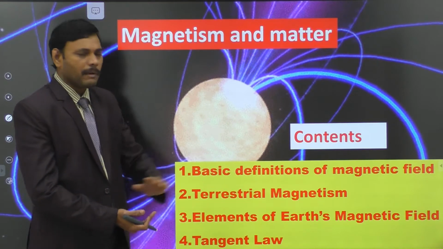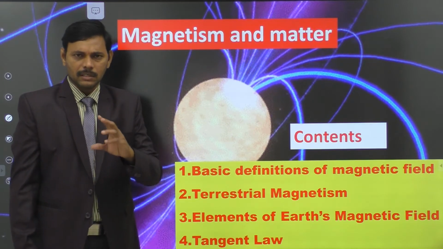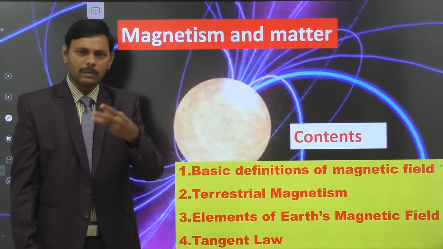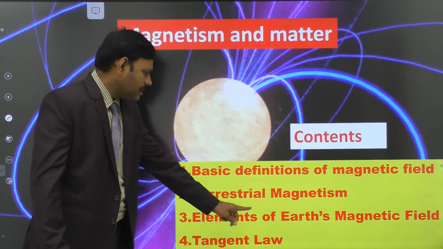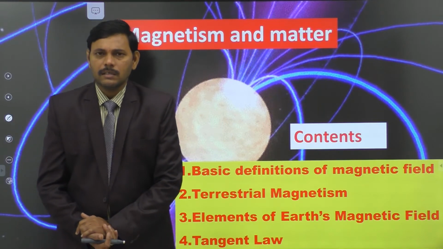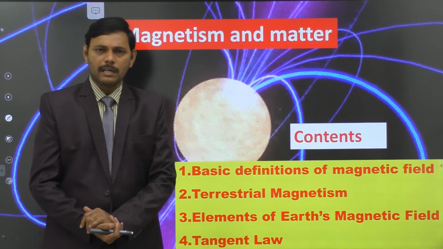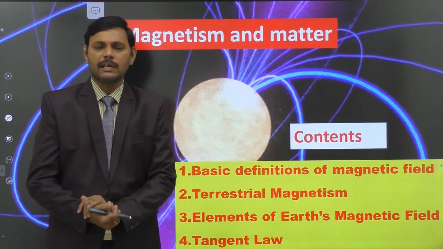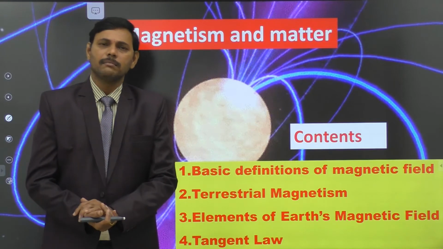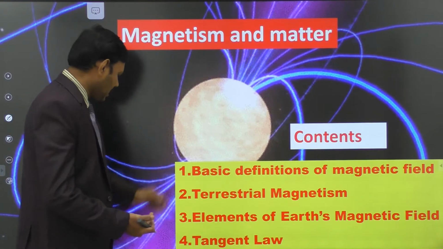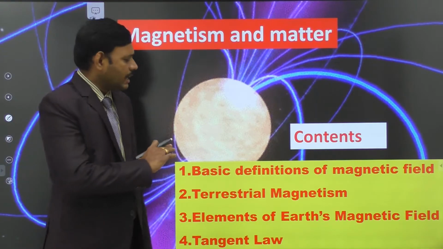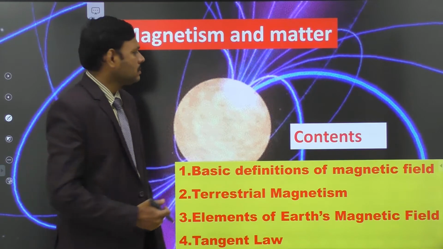And elements of earth magnetism: there are certain quantities that describe the presence of the earth's magnetic field. Those quantities will be explained in elements of earth's magnetic field and tangent law. Under the existence of two perpendicular magnetic fields, if there is any magnetic needle, it comes to align at a certain angle. We understand that angle by using tangent law. So these are the contents that we are going to discuss in this session of the video. So let us move on to the first topic.